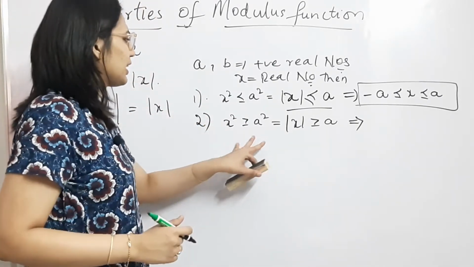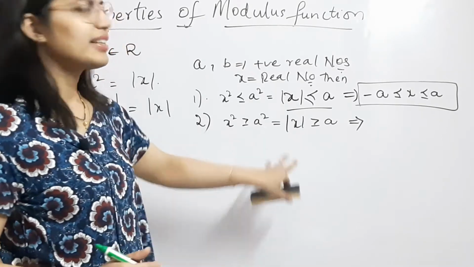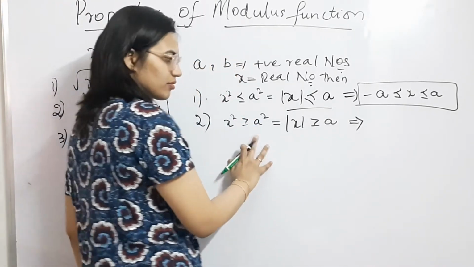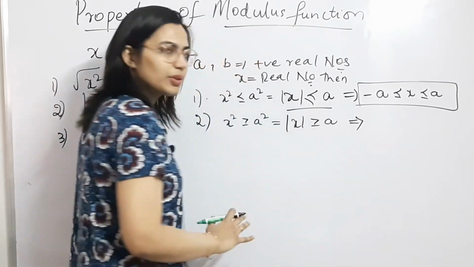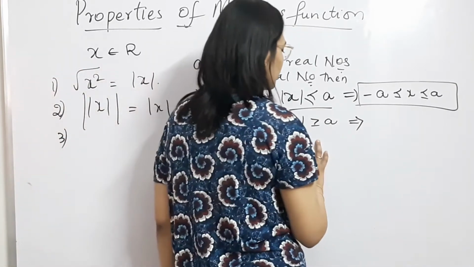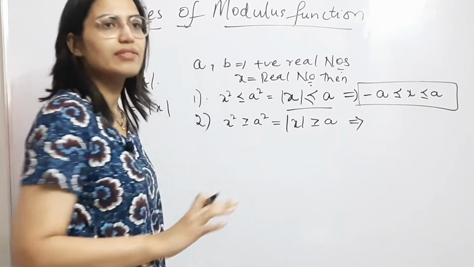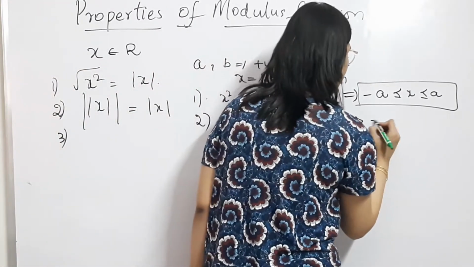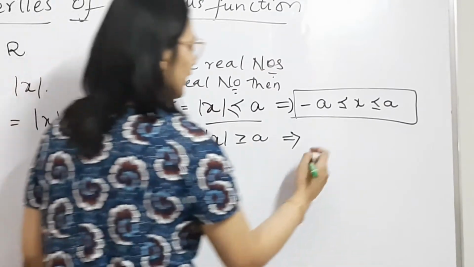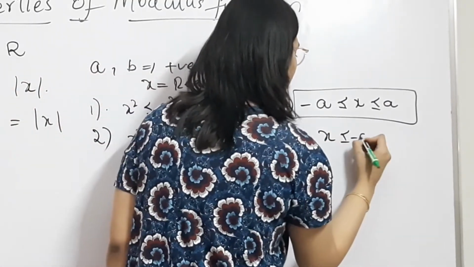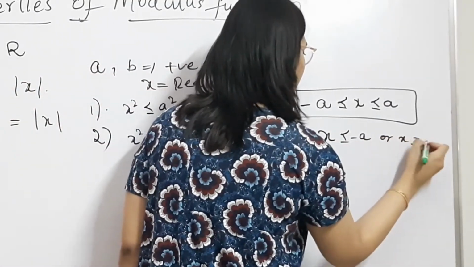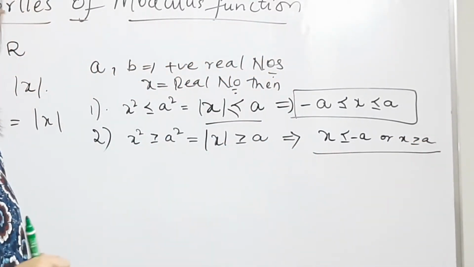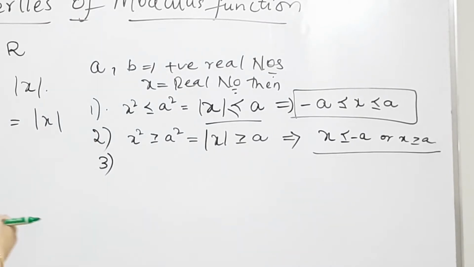But if you say that x square is greater or equal to a square, and by removing square, you get mod x is greater or equal to a. So how do we know what exactly is the value of x? Where exactly does it lie? You can say that x is less than or equal to minus a, or x is greater or equal to a. When you say x square is greater or equal to a square, this is one of the properties.